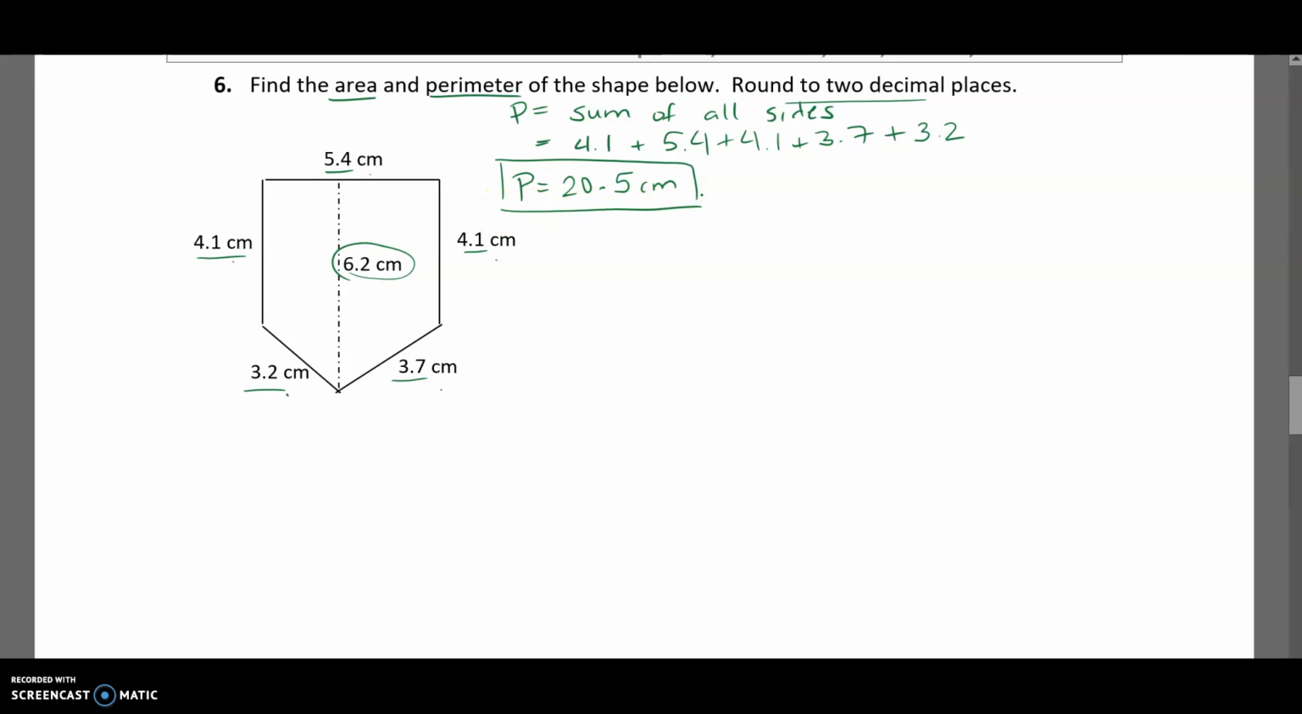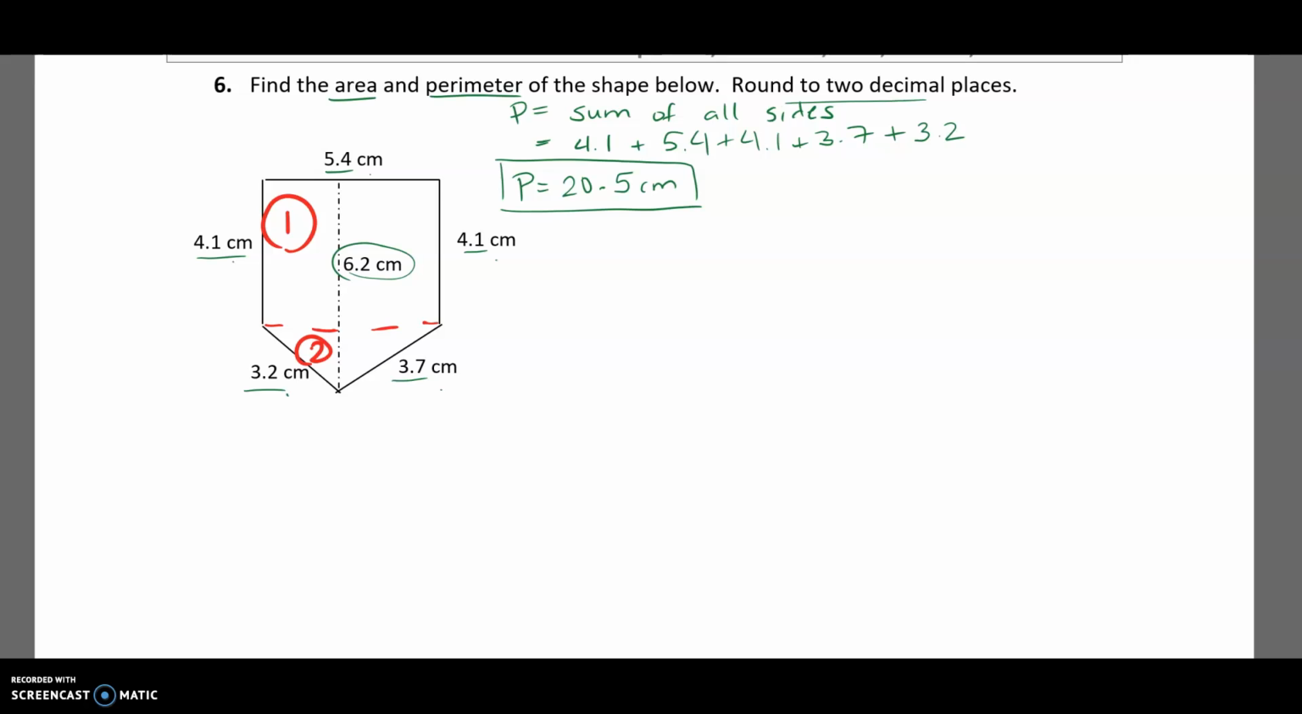To calculate the area, I'll need to divide this shape into some regular shapes that I have formulas for, and I can see that if I divided the shape here, it's made up of this first shape, a rectangle, and a triangle. I can calculate those 2 areas and then add them together.